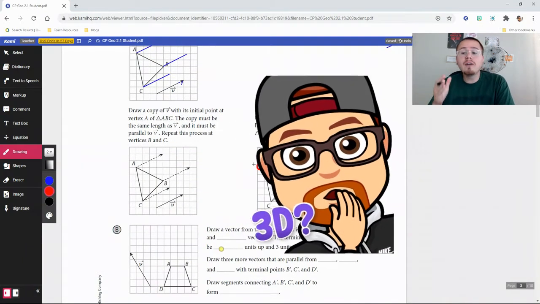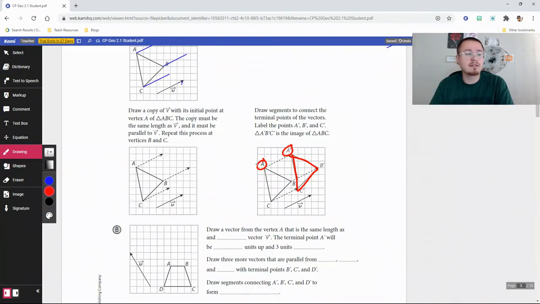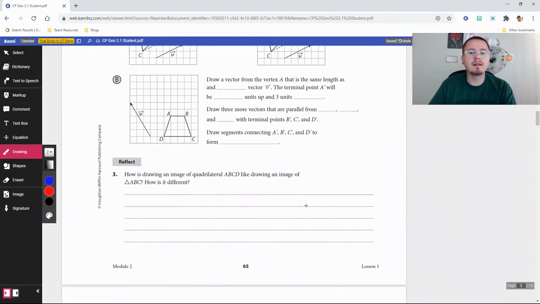So move everything, every point, every line segment with the vector. So here is B. I'm going to give you a second. So now's a good time to pause. Do this one on your own, and then I'll show you how to do it.